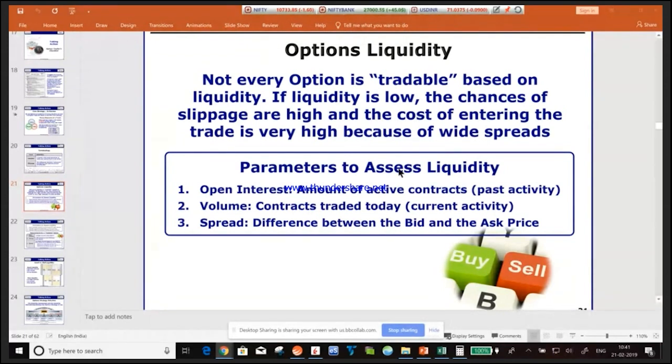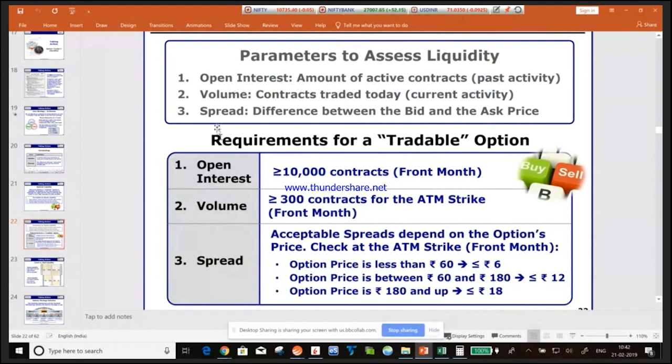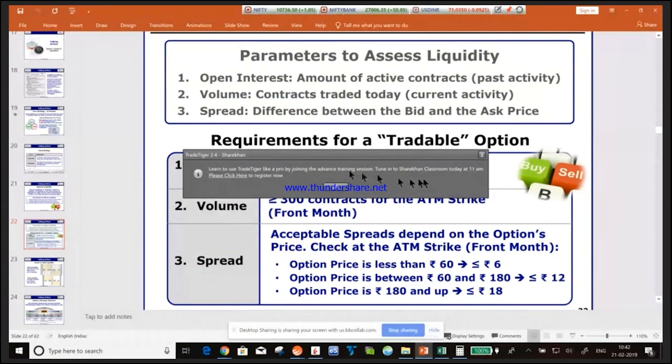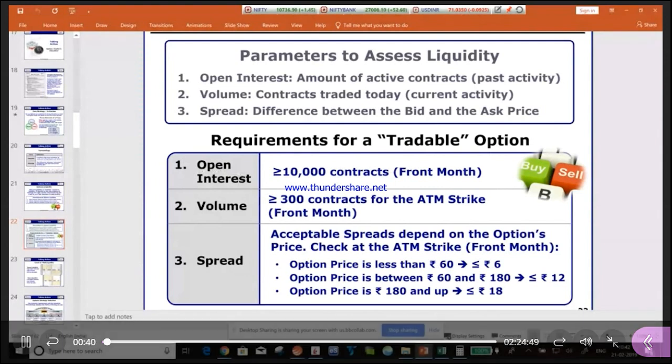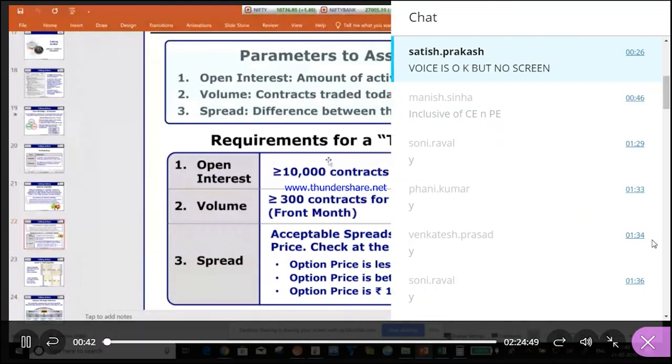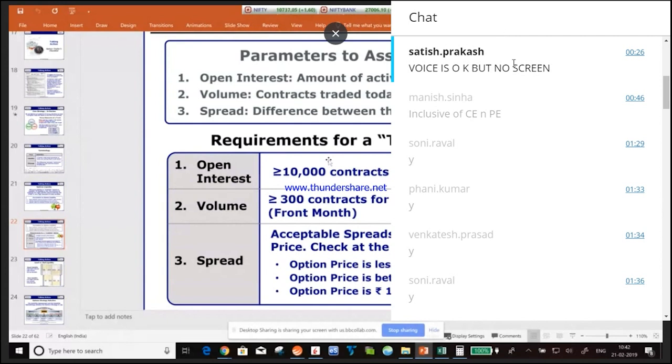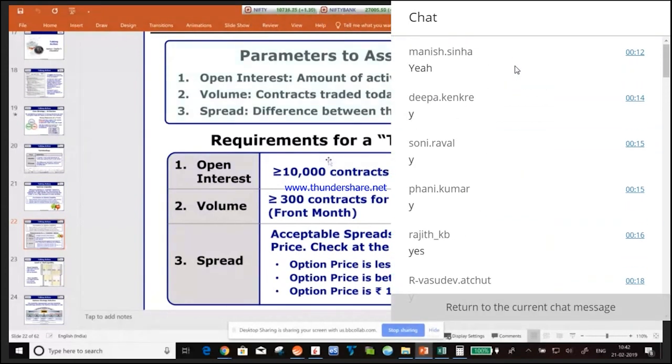So is the option chain information clear? All right. So now let's take a look at the parameters to assess our liquidity. The requirements for a tradable option are open interest. The open interest should be greater than or equal to 10,000 contracts for the front month. Remember what it is? Contracts. Inclusive of C and P.